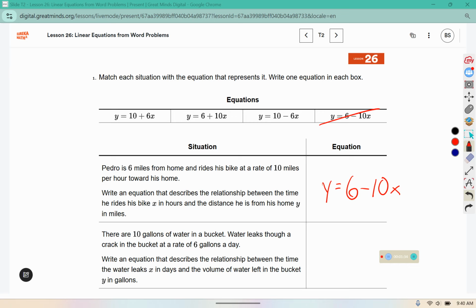There are 10 gallons of water in a bucket, and the water leaks through a crack in the bucket at a rate of 6 gallons a day. Write an equation that describes the relationship between the time the water leaks, x, in days, and the volume of water left in the bucket, y, in gallons. So there was 10, and 6 are leaking. The rate in this case is 6, so we will have y equals 10 minus 6x.